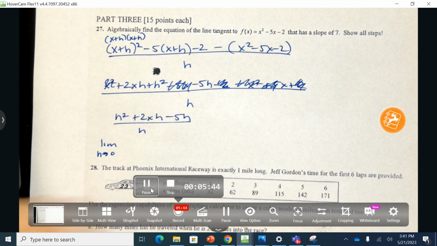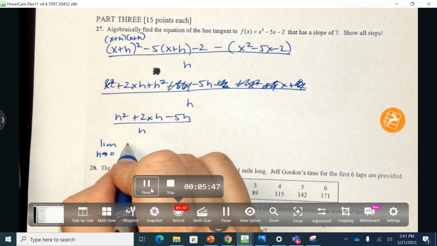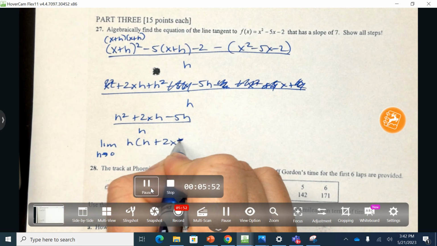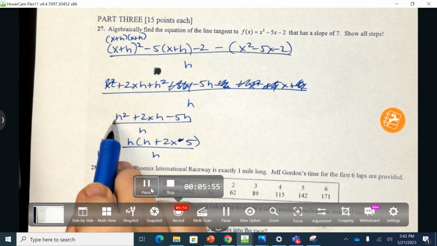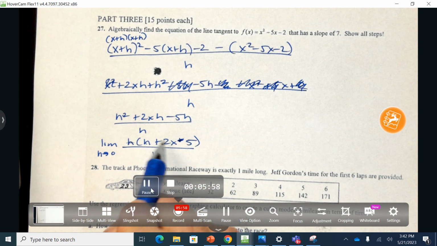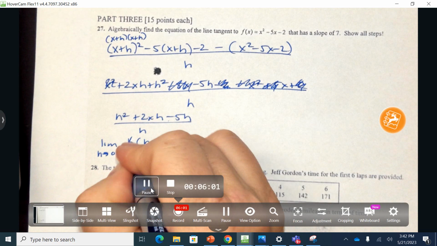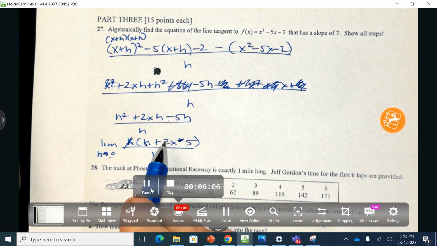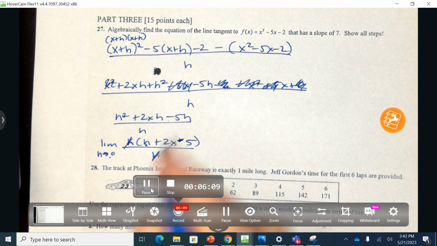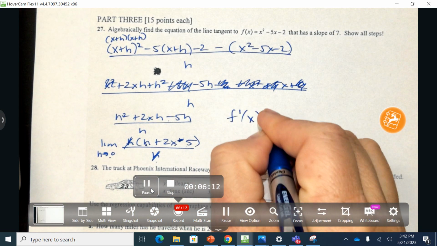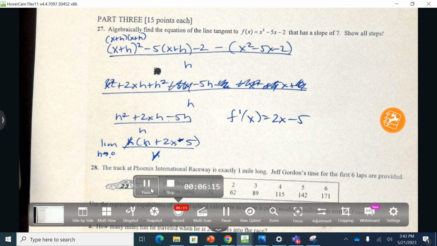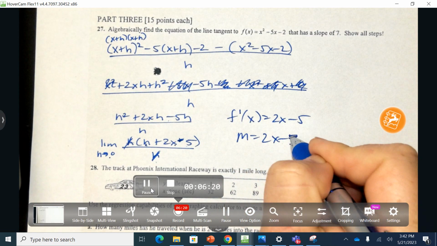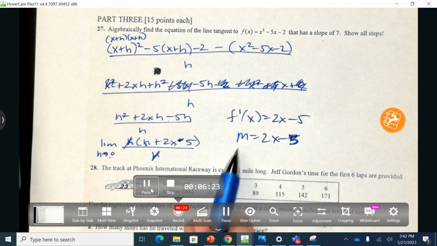Remember, our goal is to evaluate the limit as h approaches 0. I'm going to factor out h on top: h times h plus 2x minus 5, over h. Let me make sure I did that right. That's right, okay. These are going to simplify to 1, and now when I plug in 0 for h, I'm only left with 2x minus 5. Okay, so f prime is 2x minus 5. Now it tells me this is the same as our slope, and it tells me my slope is 7, so I'm going to substitute in 7.